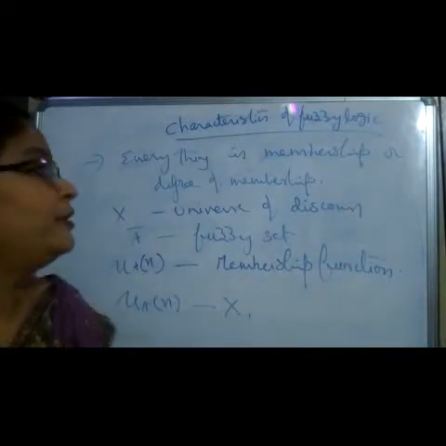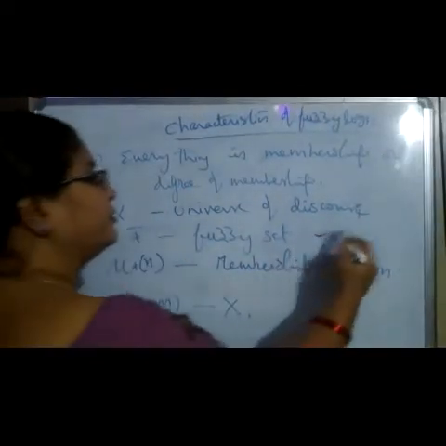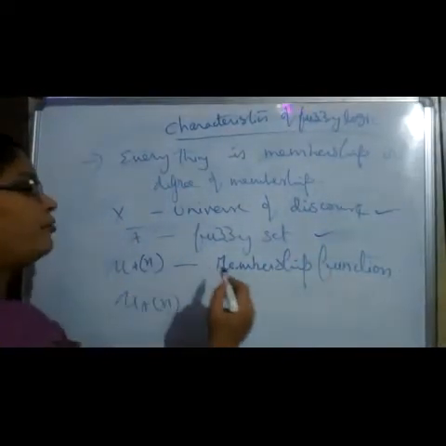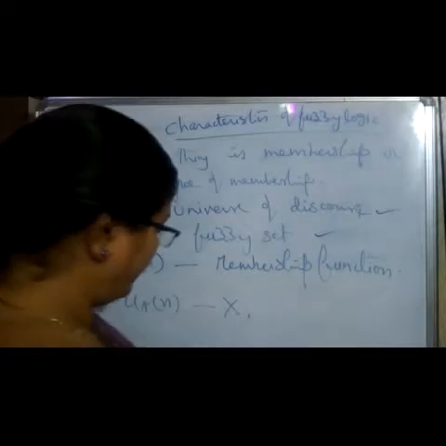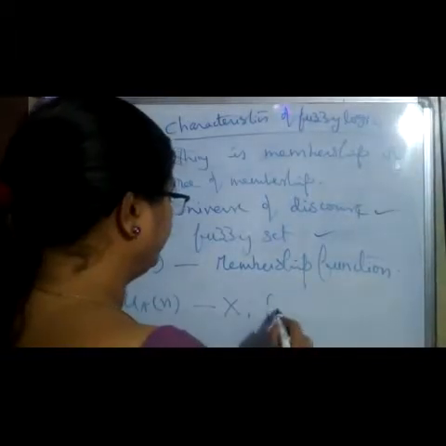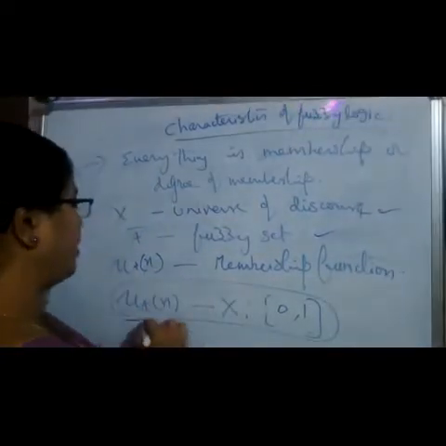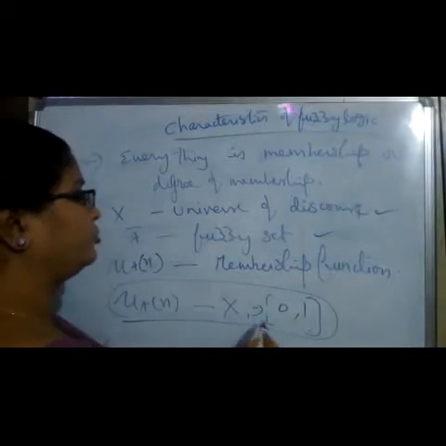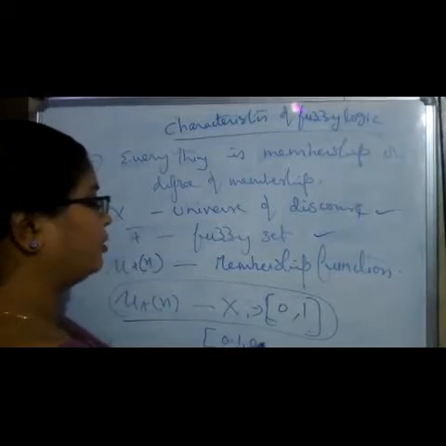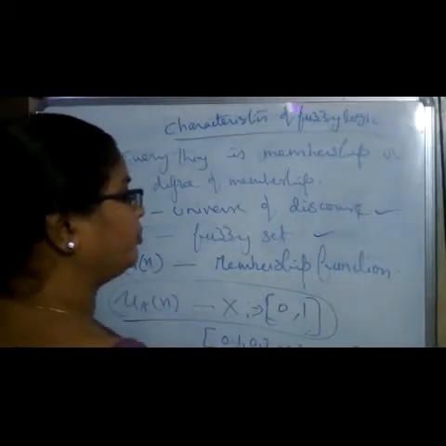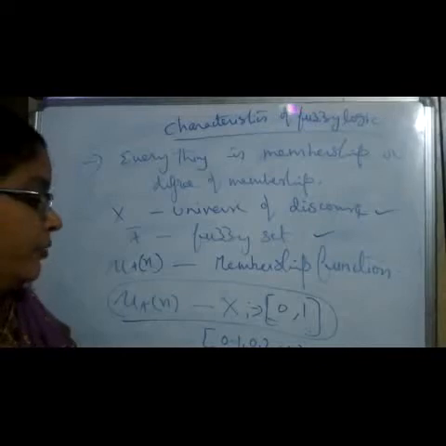Let X be the universe of discourse, A bar be the fuzzy set, and mu A of X be the membership function. This mu A of X can be represented as X such that X belongs to the range 0 comma 1. So the membership function of A takes values in the range 0 to 1. The value may be 0.1, 0.2, 0.3, or 0.9, or 1. Like that, we can represent the characteristics of the fuzzy set.